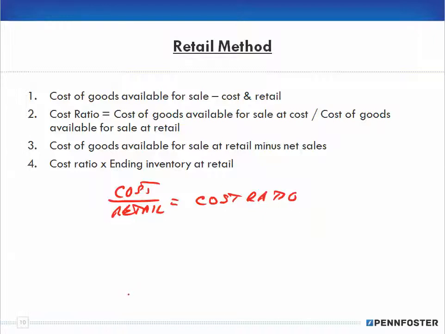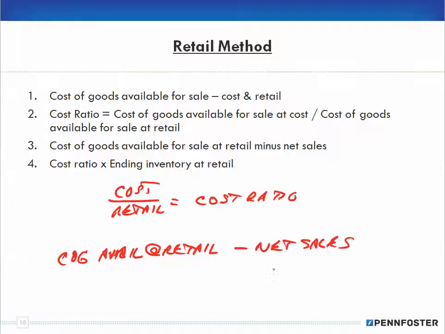And then you need to apply that ratio against your ending inventory at retail. Okay, so how do you find your ending inventory? Well, you take your cost of goods available for sale at retail minus your net sales.